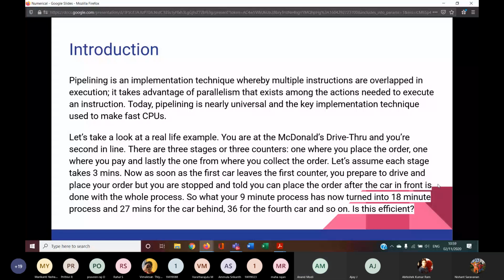Usually we think that as soon as the person leaves the ordering counter, we would be next. But what if someone stops you? Your 12-minute process is now going to turn into an 18-minute process. The third person in line is going to have to wait 27 minutes, and so does the series go on. Now this is hazardous because time is important, firstly, and this is not efficient in any way. So pipelining is a solution to this.